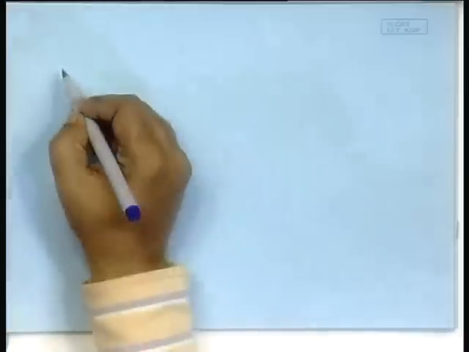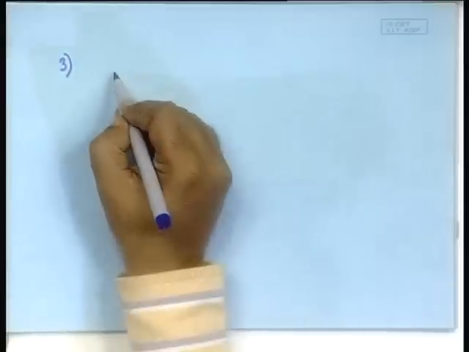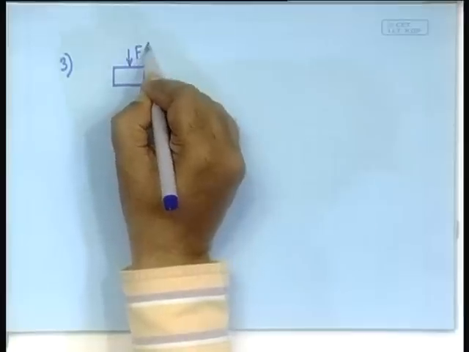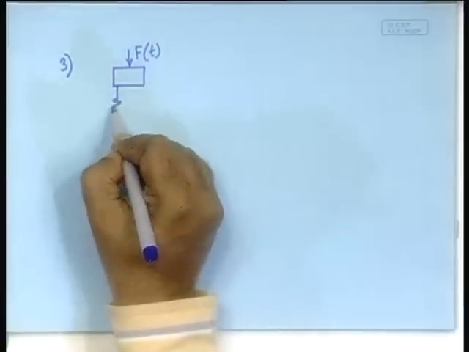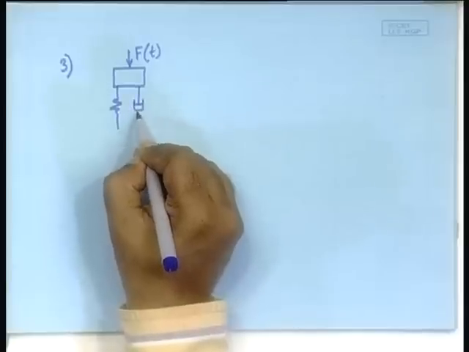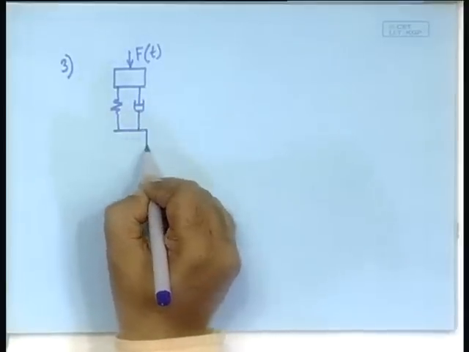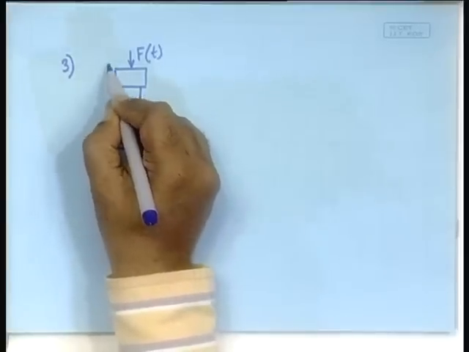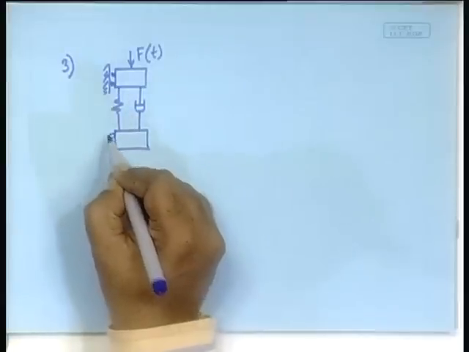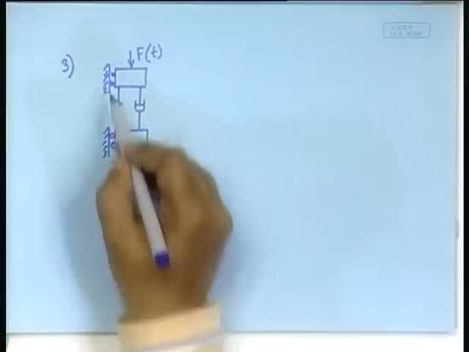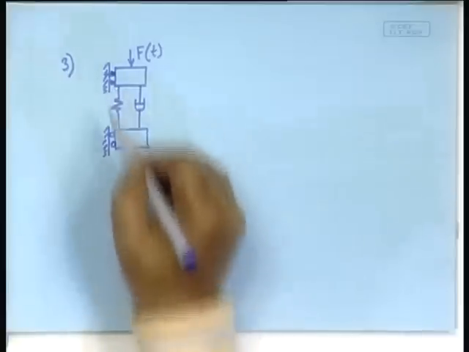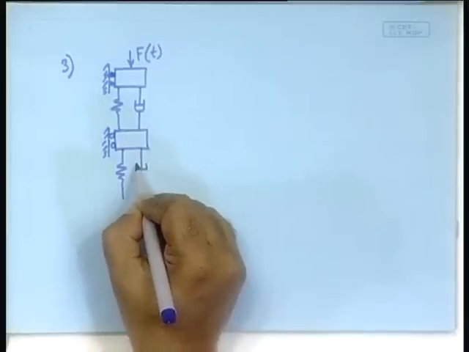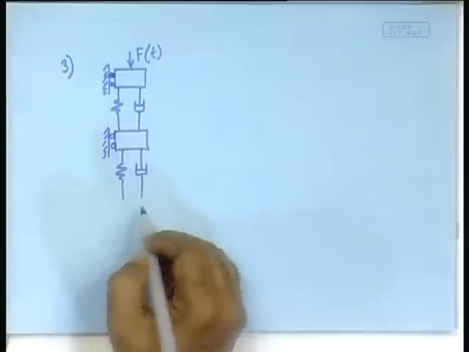Okay, next, problem 3. There is one mass here acted on by a force F of t. Here is a mass, here is a spring damper arrangement to another mass. Remember, these ones are allowed to move only in the vertical direction. With the help of these, I am just showing that they are able to move only in the vertical direction. And here it is ground.